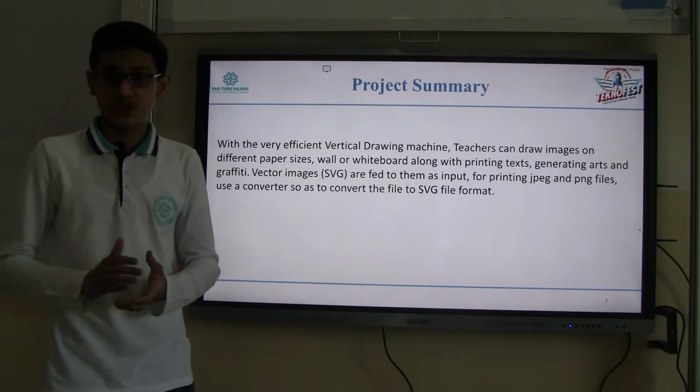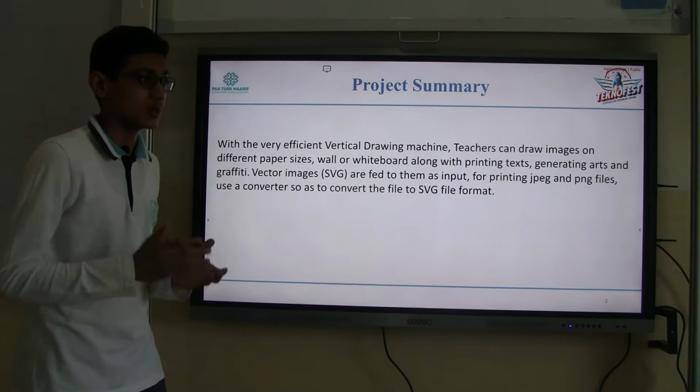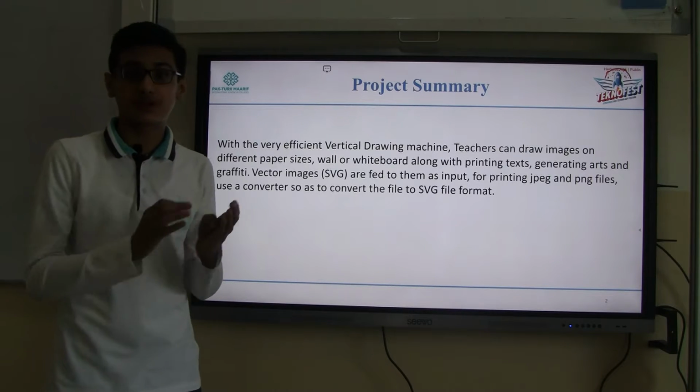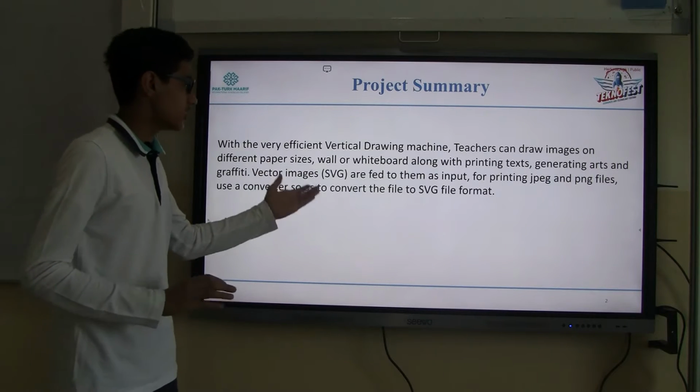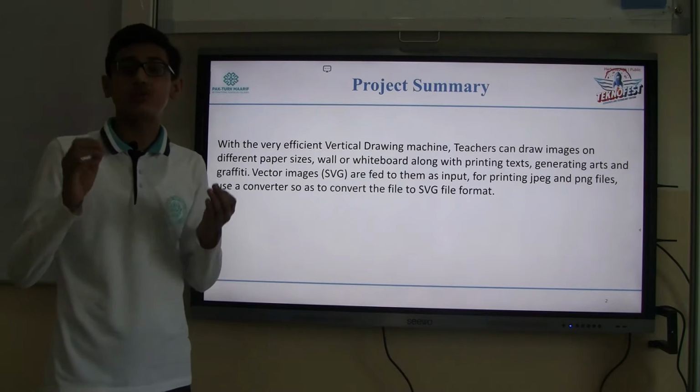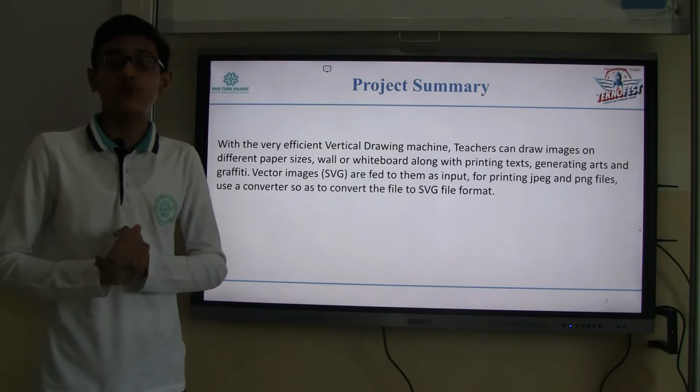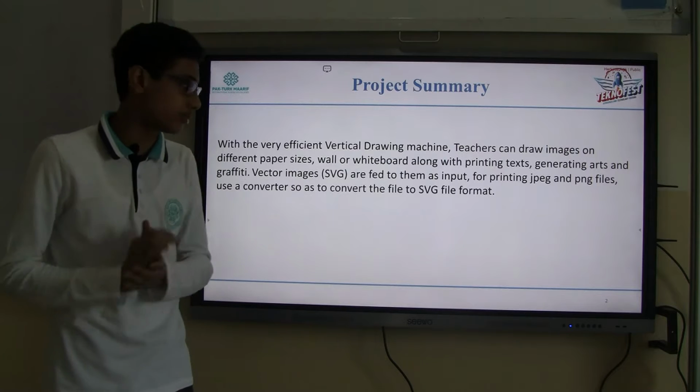Vector images, SVG. SVG is a file format whose full form is Scalable Vector Graphics. It is a file format to which you have to convert JPEG and PNG files before printing from a CNC XY plotter.